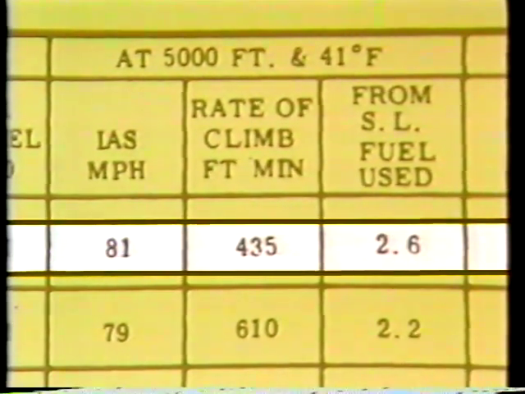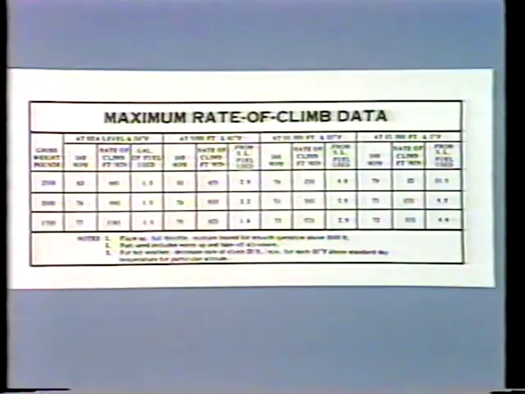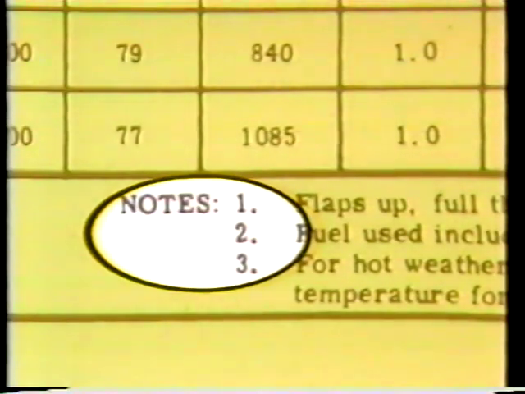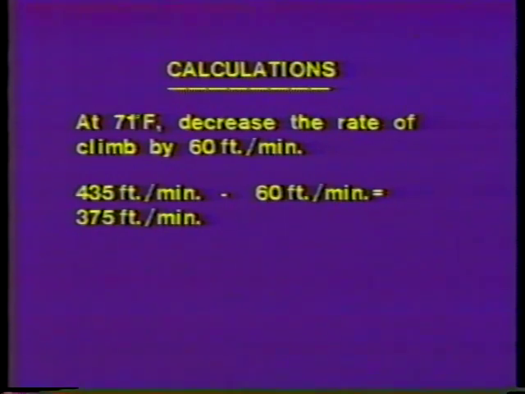Rate of climb is 435 feet per minute. Since the outside air temperature is not 41 degrees Fahrenheit, refer to note number 3, which tells you to decrease the rate of climb 20 feet per minute for each 10 degrees Fahrenheit above the standard temperature. The outside air temperature is 30 degrees higher than standard. You should decrease the rate of climb by 60 feet per minute. Thus, the rate of climb is reduced and is 375 feet per minute rather than 435 feet per minute.